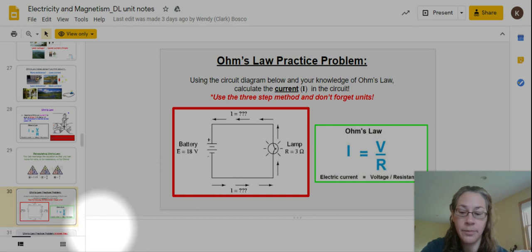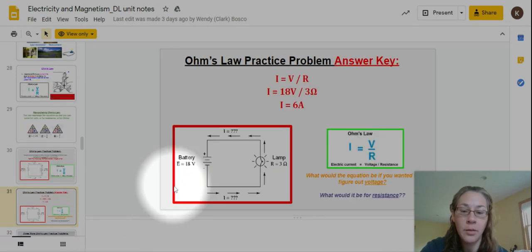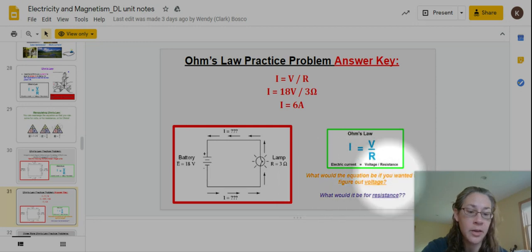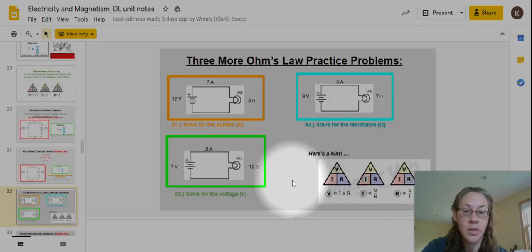Okay. Oh, good. So here we have our formula, we have our variables that we plugged in, and then we solve. So current is equal to 18 volts divided by 3 ohms. The current is 6 amps. And notice we have some questions down here. What would the equation look like if you wanted to figure out voltage or resistance?